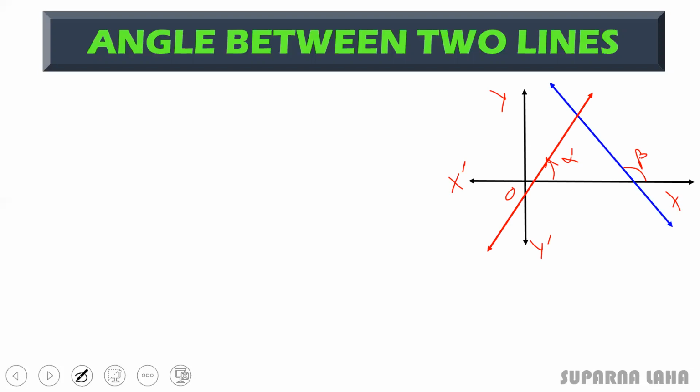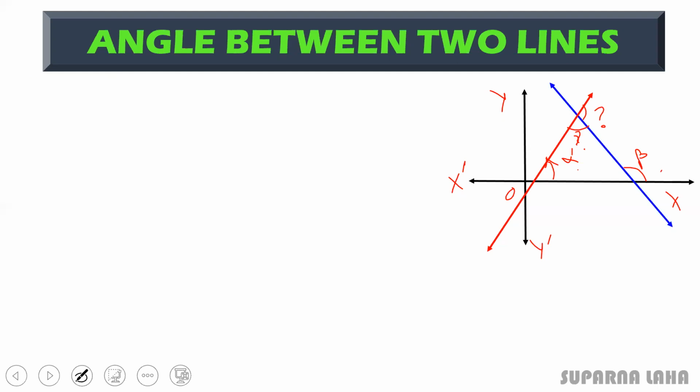So these two lines make angles with the positive direction of x-axis, anti-clockwise, in the positive sense. So this is alpha and beta, and we need to find this angle, or you can find this angle also. These two angles you need to find. Okay, if you can find one of them, you can easily find the other. So look at here.